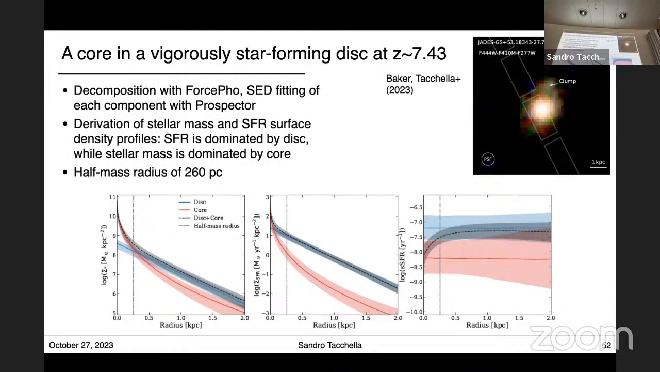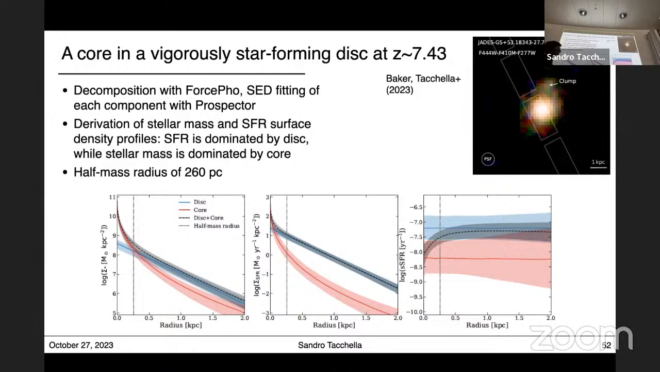So this is stellar mass density as a function of radius, star formation rate density as a function of radius, and the specific star formation rate as a function of radius. And what you see is that the stellar mass, not too surprising, is dominated in the central region by the core, and only the disk dominates in the outskirts towards a kiloparsec, whereas the star formation is mostly dominated by the disk component.